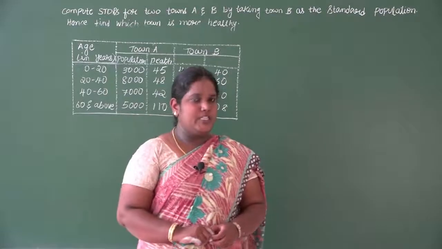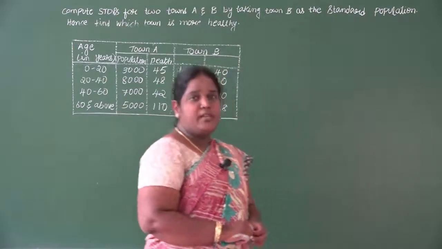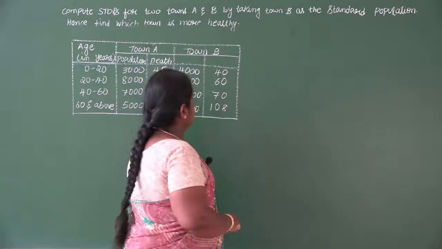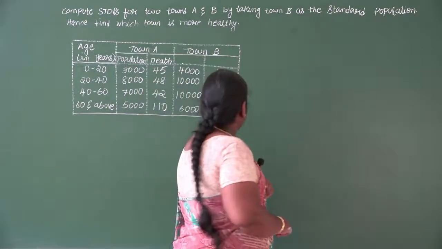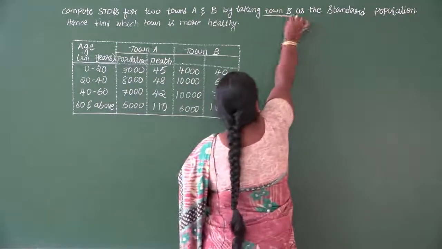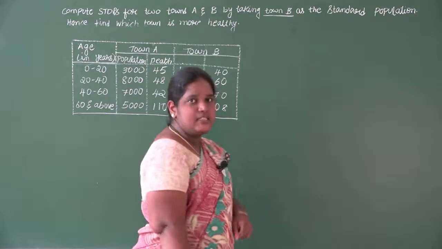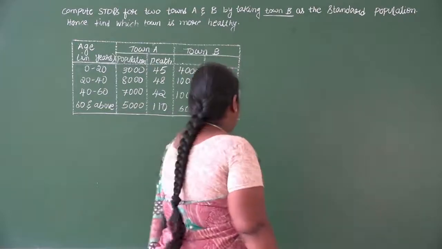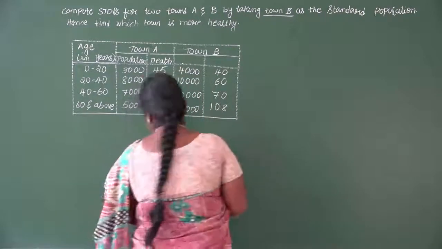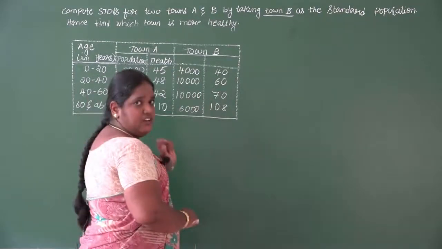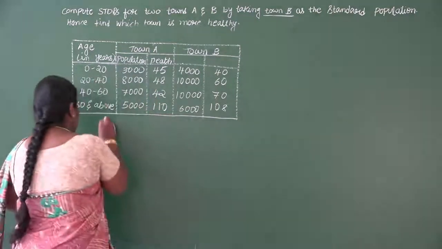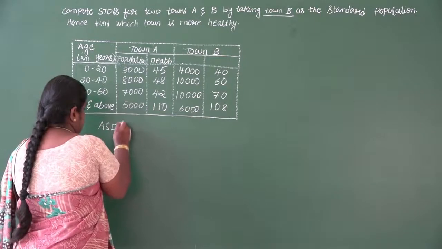Okay, now we are doing the next problem where one of the given populations is taken as standard population. So you can see the question: compute standardized death rate for the two towns A and B by taking town B. So in this we are taking the town B population as the standard population. So here I'll be doing the second method. So for the second method, since town B we are taking as standard population, for town A we have to do it in the same manner, the standardized death rate as in the previous methods.